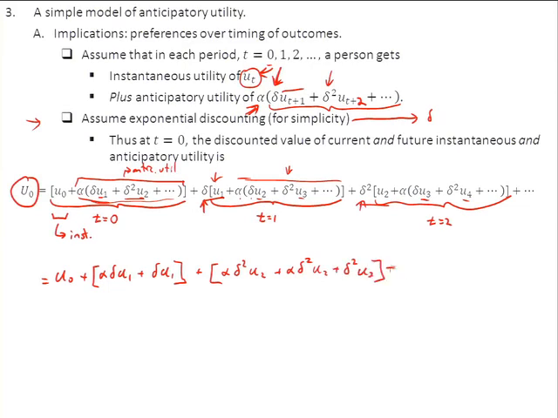Right? And I could keep going. So what you see in each period is, this is the actual instantaneous utility that the person knows they're going to get, or in expectation believes they're going to get, and they're discounting that. And this is the anticipatory utility that they know they're going to get in the future, and they're discounting that. Did I get that all right? I think I did.